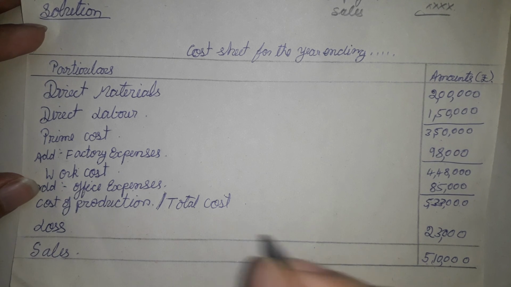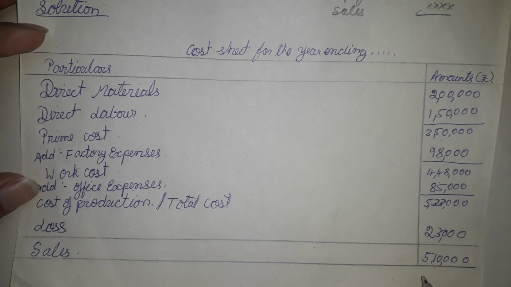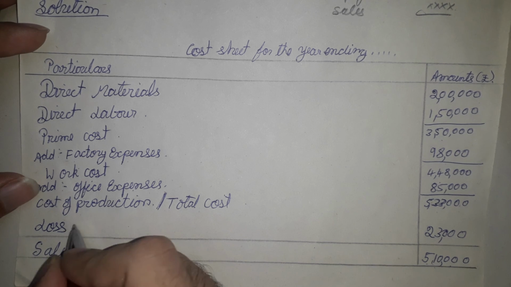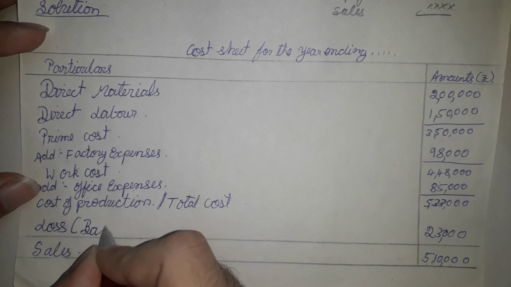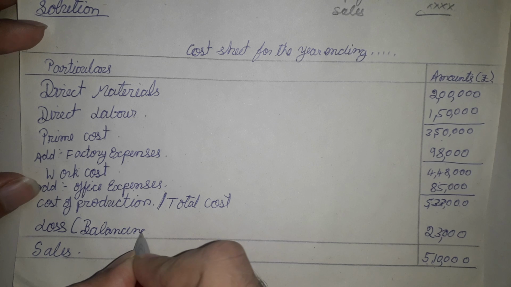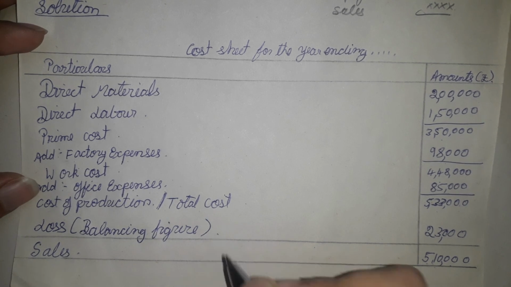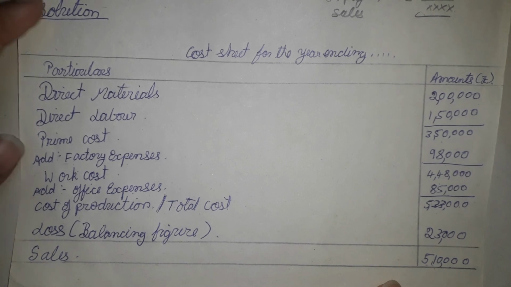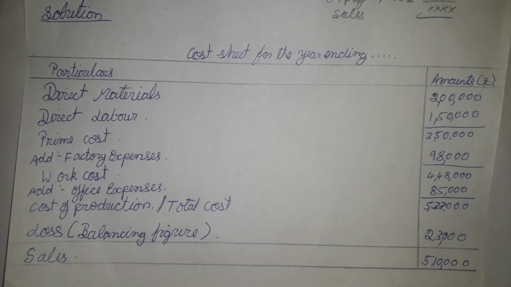If it was a positive figure, that is, if total cost was less than our sales, then it would have been a profit. Here it is a loss, and it is our balancing figure found out, right? So that is about it. So we have the entire sum solved here. So this was a basic and an easy sum solved for you.